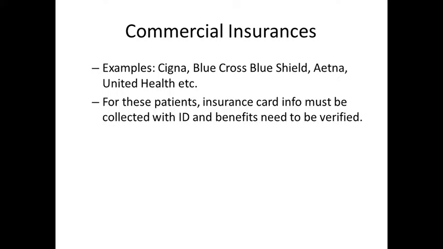Commercial insurances. Some examples of commercial insurances, which are private health insurances, are Cigna, Blue Cross Blue Shield, Aetna, United Health. There's a million of them, but just to give you an idea of what a commercial insurance is. For these patients, insurance card info must be collected with ID, and benefits need to be verified. Sometimes patients will call you and tell you that they already verified their insurance, that they know exactly what their copayment is.